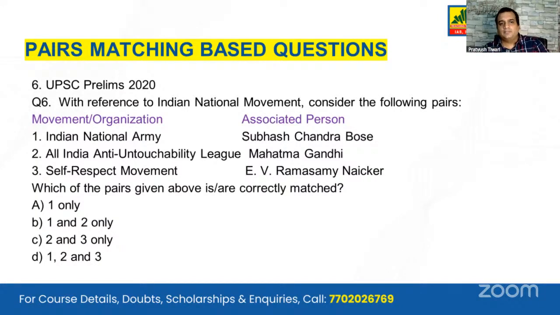Now, a pair matching based question, where they give you the movement, organization and the associated person, and you have to see which of these pairs are right or wrong. I wanted to say one more thing here. You see this Self-Respect Movement and Mr. Ramaswamy Naicker. It has come in the options, and this year, 2025, it came as a question.